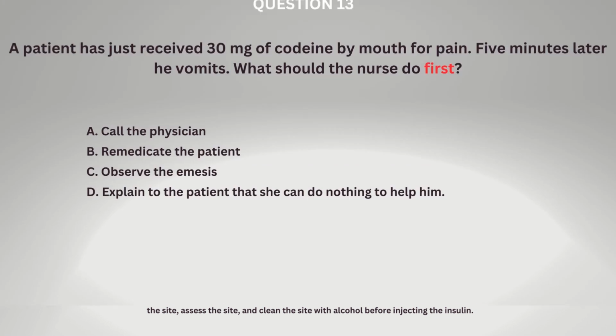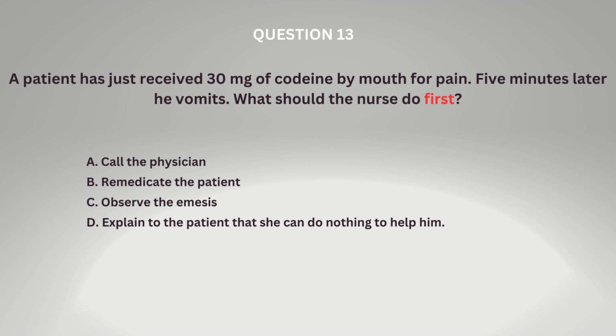A patient has just received 30 milligrams of codeine by mouth for pain. 5 minutes later, he vomits. What should the nurse do first? A. Call the physician. B. Remedicate the patient. C. Observe the emesis. D. Explain to the patient that she can do nothing to help him. The correct answer is C.